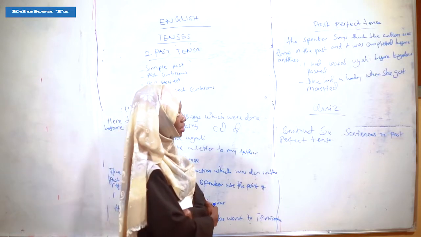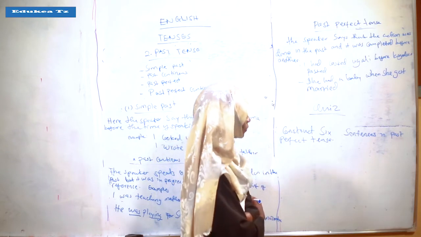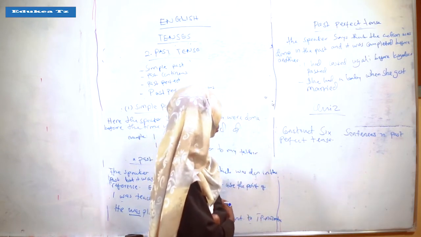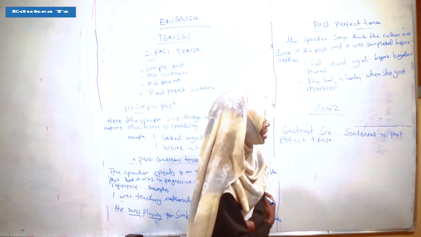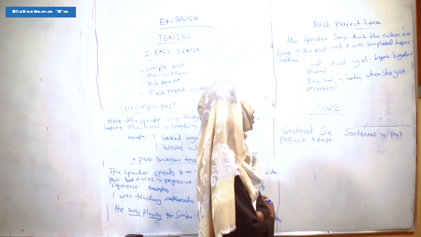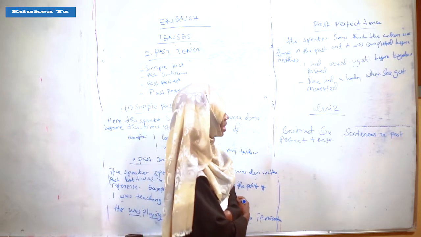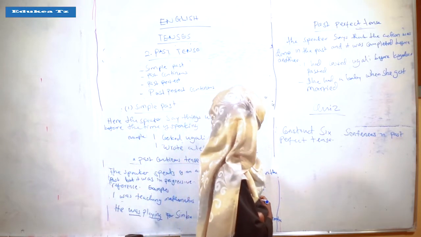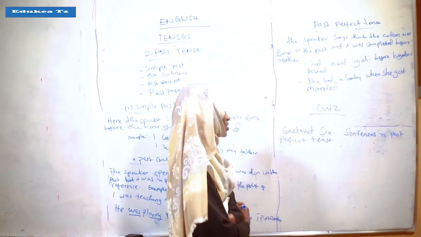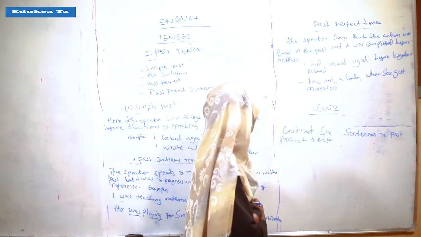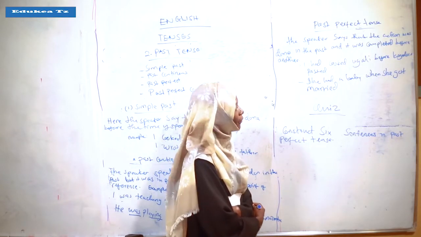Now let's jump to the past perfect tense. In the past perfect tense, the speaker says that the action was done before and was completed before another. The action was done in the past and it was completed before another thing. For example, I had cooked ugali before Kigodoro passed.